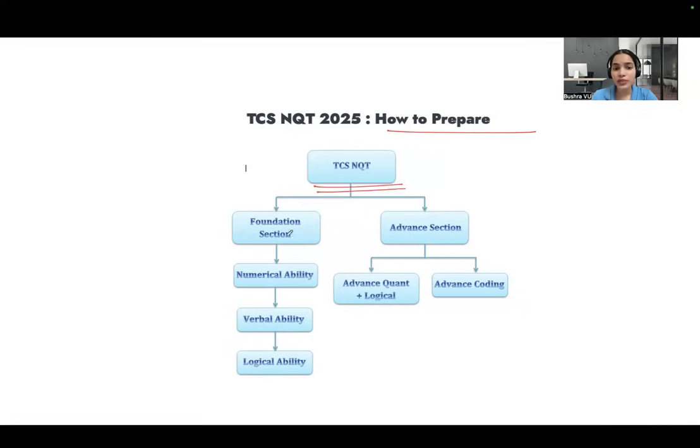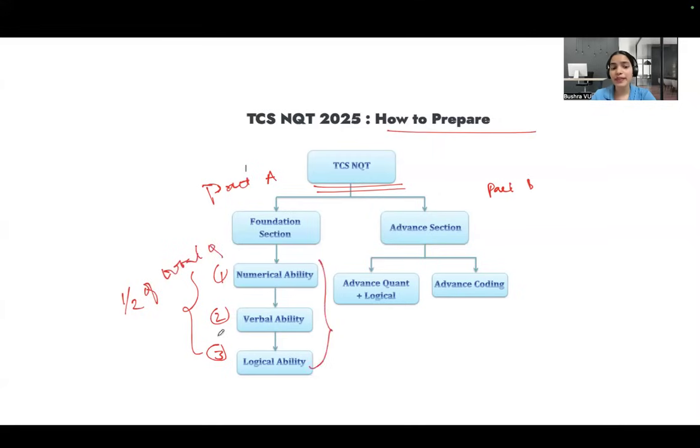So first you have to be covering the foundation section, which is what we call part A. This is our part B. Under the foundation section, we have numerical ability, verbal ability, and logical ability. So you should be able to solve at least half of the total questions from these. This is our foundation to crack the roles. This is the expected cutoff. So you should be good at numerical ability, verbal ability, and logical ability. Please check out our videos. We have multiple videos on each of these if you want to prepare for the TCS test, TCS NQT.